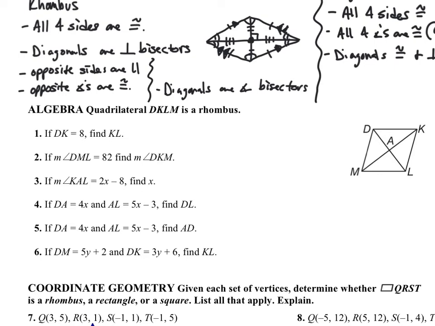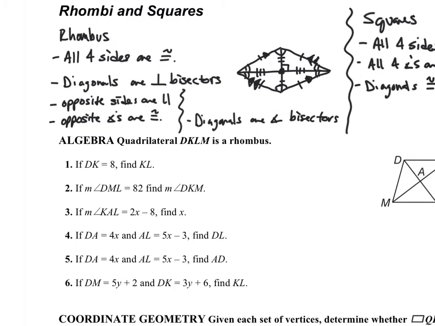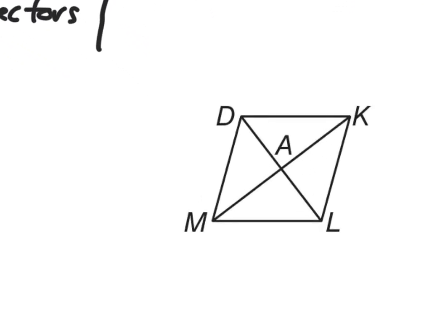It says that quadrilateral DKLM is a rhombus. Okay, so since I know it's a rhombus, it has all of these properties. All four sides are congruent, diagonals are perpendicular bisectors, opposite sides are parallel, opposite angles are congruent, and the diagonals are angle bisectors. So I'm going to come over here and label this a little bit. I know that all those sides are congruent. I know that we have a right angle here. I know that these angles are congruent here, and that these two angles are congruent as well. And then I know that these segments are congruent and these are congruent as well.